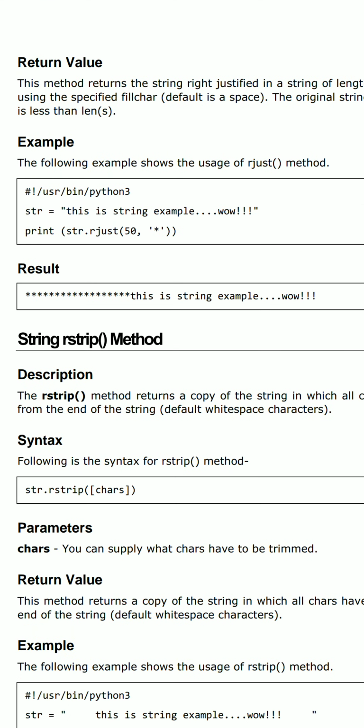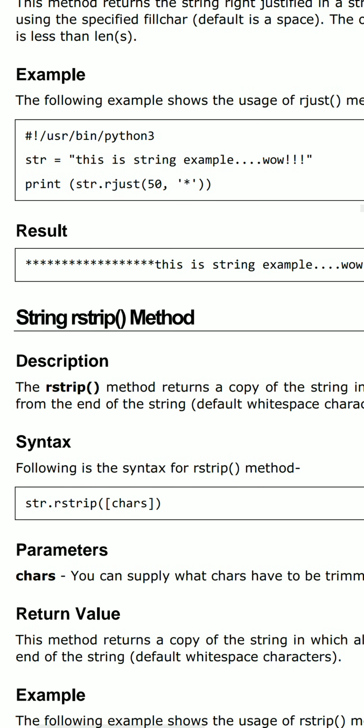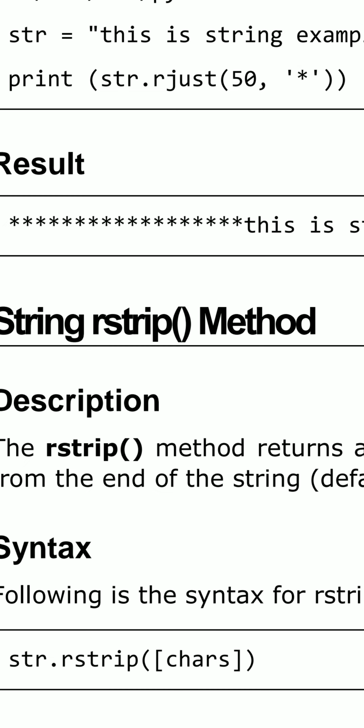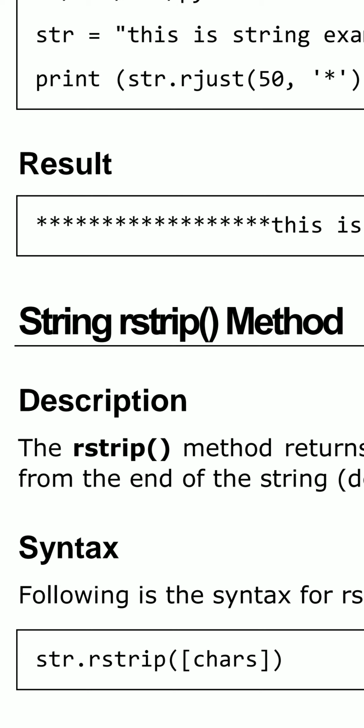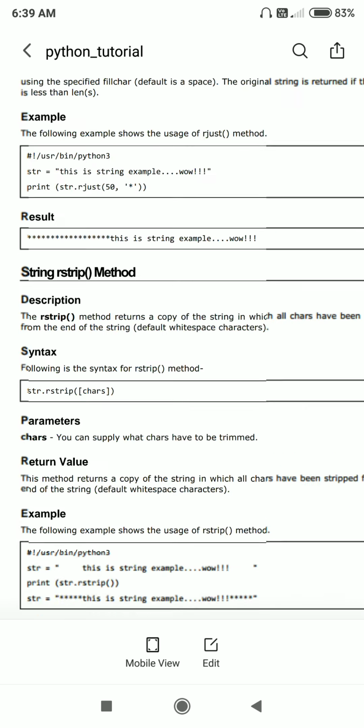And next I have taken a small example for this rjust method. I have taken a string value, "this is string example", which is initialized to str. And next I am calling the rjust method using the instance operator, str.rjust(50, '*'). That means right justified, before the start of the string it places the asterisks. So you can clearly observe in the result that many asterisks are printed before the start of the string, "this is string example". So this is something about the rjust method.